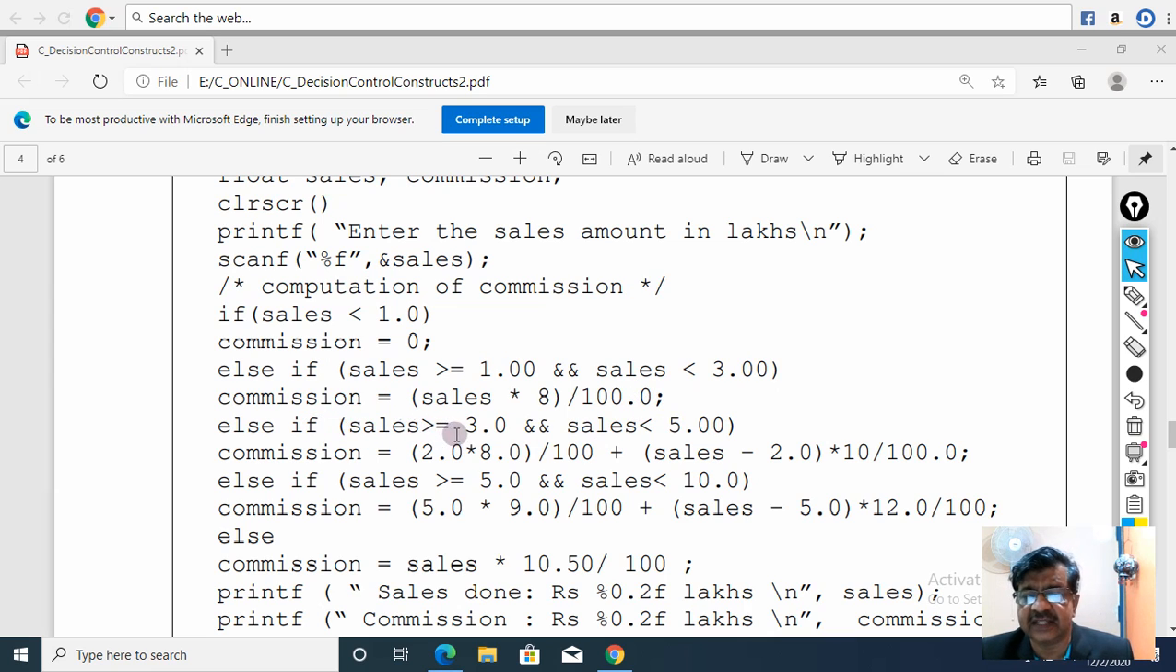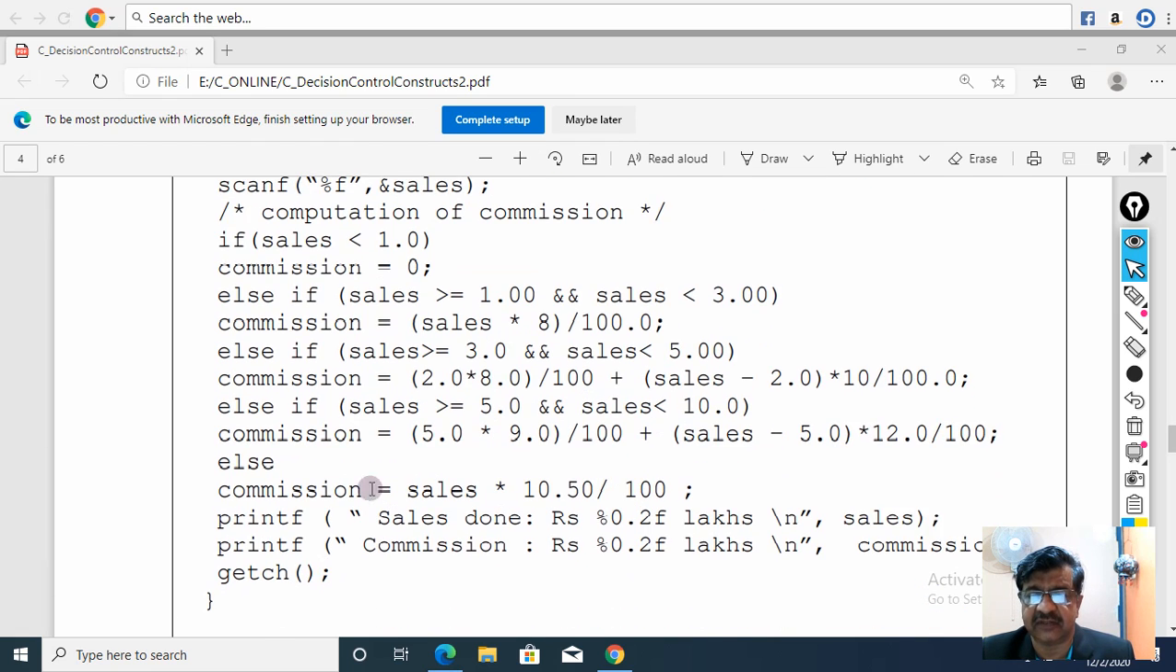Else if sales is greater than 3 and sales is less than 5, it is 8% up to 2 lakh. Therefore, 2 into 8 divided by 100 plus, for the remaining, that is sales minus 2 lakh, this is the remaining amount, into 10, because it is 10% for the remaining.